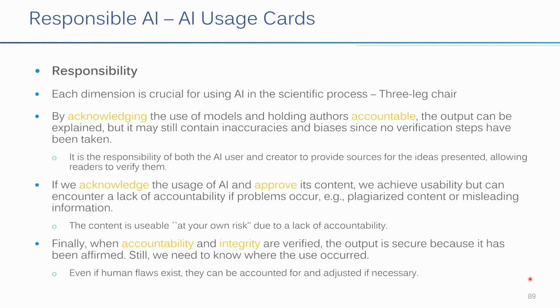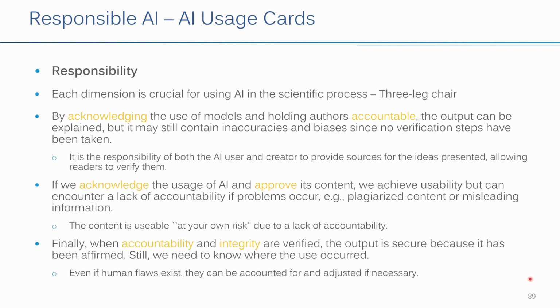So it is the responsibility of both the AI user and creator to provide sources for the ideas presented, to allow the readers to verify them. It's the same thing with the model. So we have to acknowledge where this model was used. If we acknowledge the usage of AI and improve its content, we achieve usability, but can encounter a lack of accountability if problems occur. So we know where it was used.